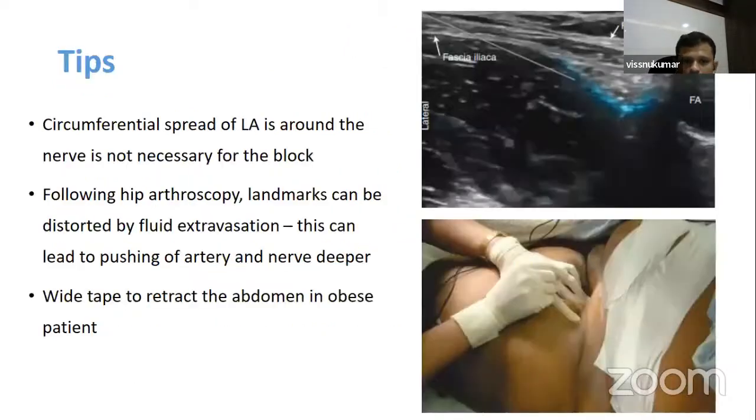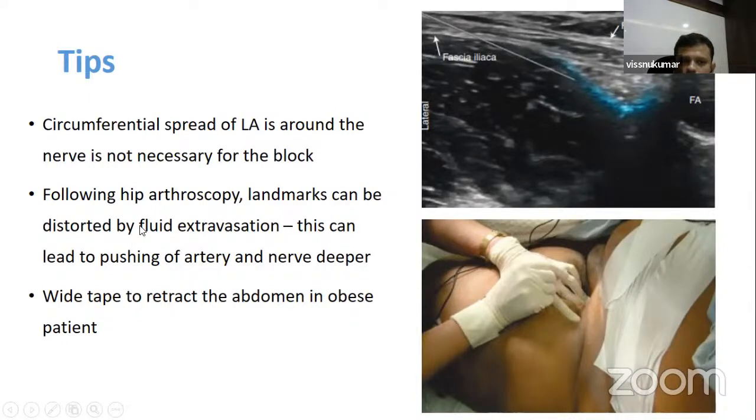The next thing is circumferential spread. If this is the femoral nerve, you don't have to spread local anesthesia over the entire femoral nerve, as we do in the case of a supraclavicular brachial plexus block. Only a pool of local anesthetic just adjacent to the lateral portion, or superior or inferior to the femoral nerve, is more than enough, and you will get excellent relief for 6 hours or more.